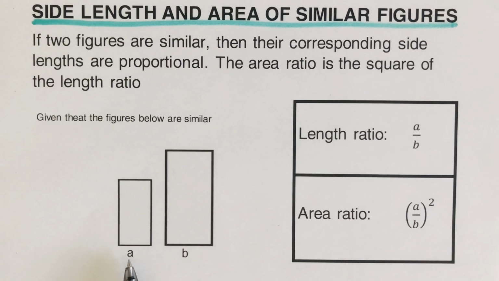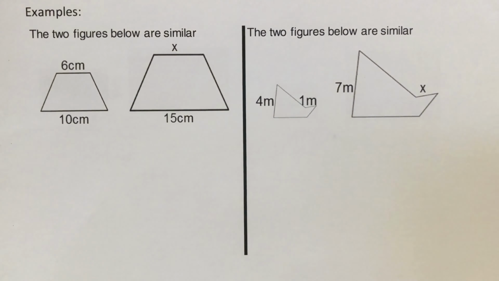These two rectangles are similar. We assign this measure as A and this side as B. Now, to find the length ratio, that is A over B, and the area ratio is the square of these two lengths. Now let's have an example to better see how this works. So first we have this problem right here.